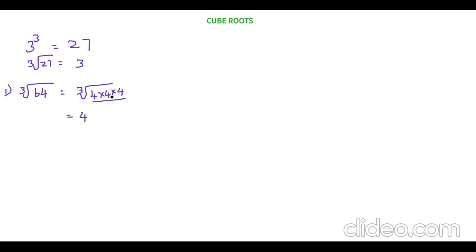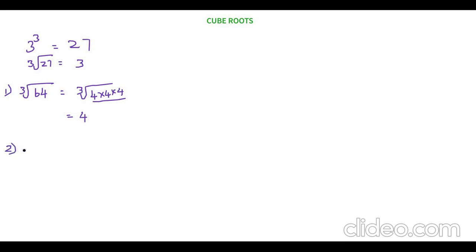I have already taught you in square root, instead of 2 numbers we will take 1 number outside, but in cube root instead of 3 numbers we will take 1 number outside. So the cubic root of 64 is 4. You can also verify that 4 cube is 64. So you will come to know that your answer is right.